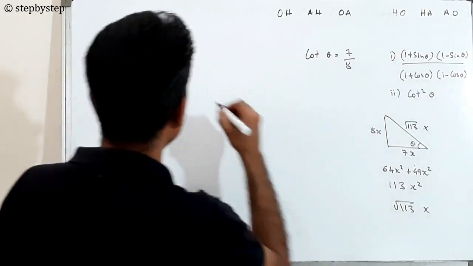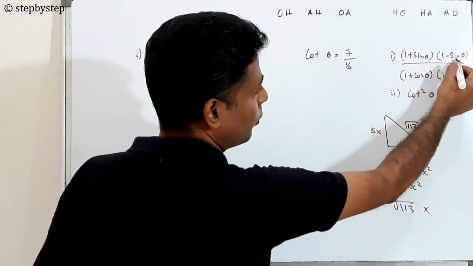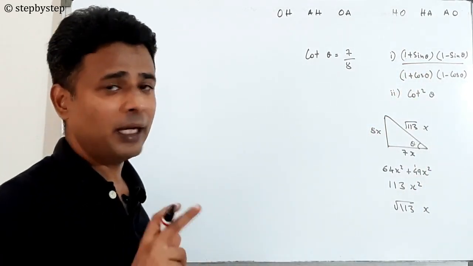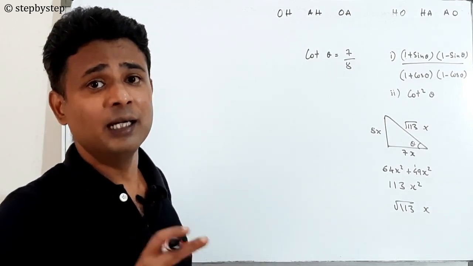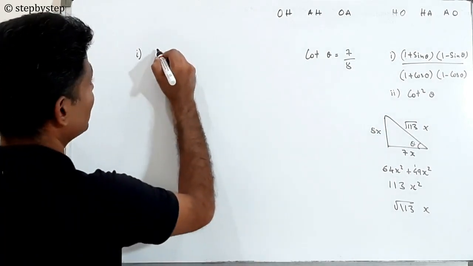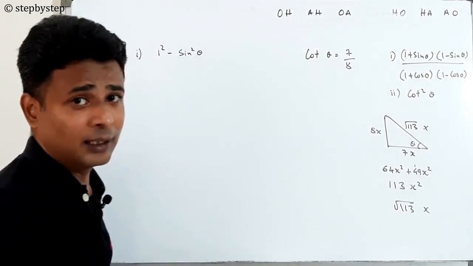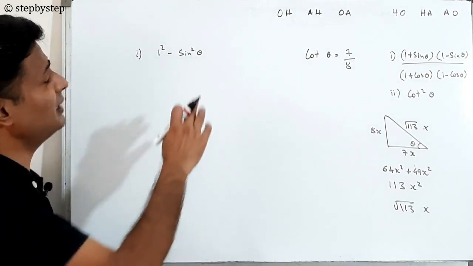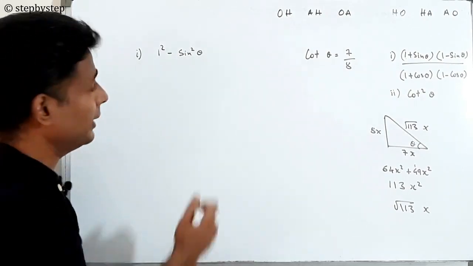Now to calculate the first one, if you see here it is (1 plus sin theta) into (1 minus sin theta). It's of the form (a plus b) into (a minus b). So what is (a plus b) into (a minus b)? a square minus b square. So I'll write it as 1 square minus sin square theta. Guys, sin theta whole square is written as sin square theta. Sin square theta means sin theta into sin theta.